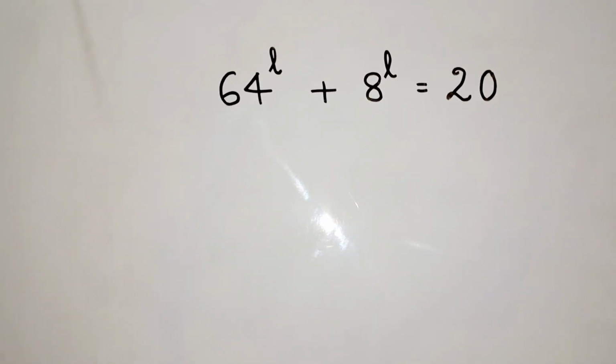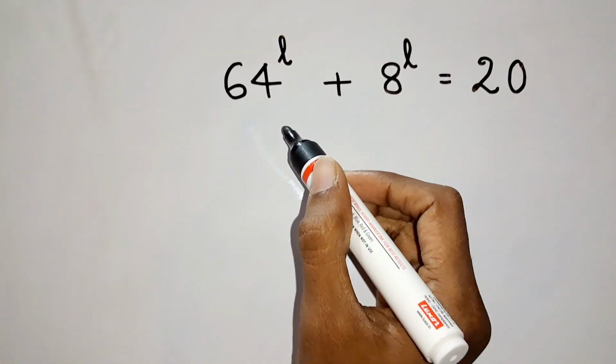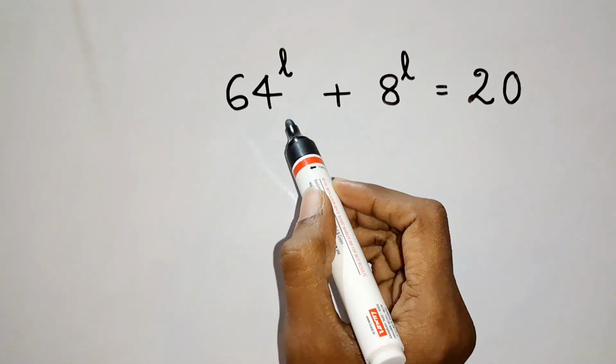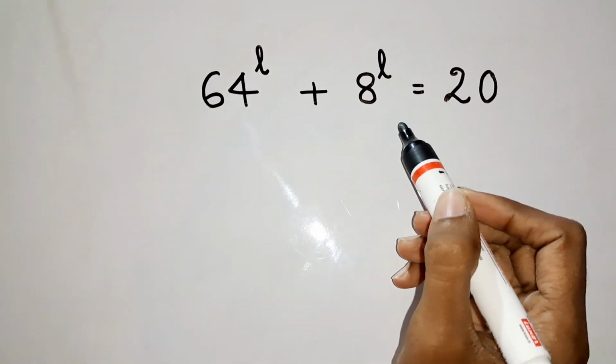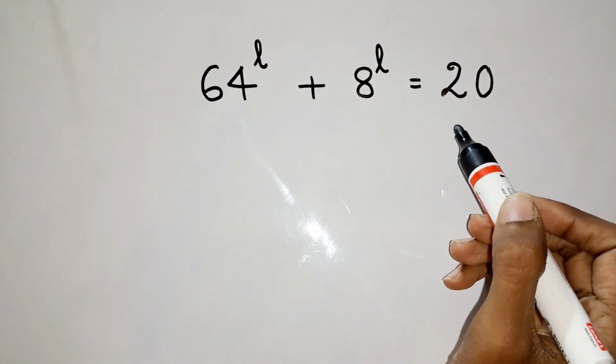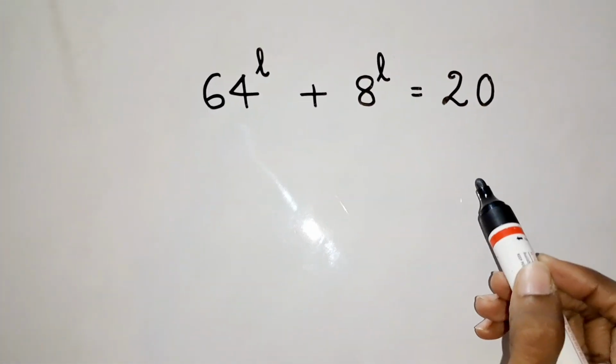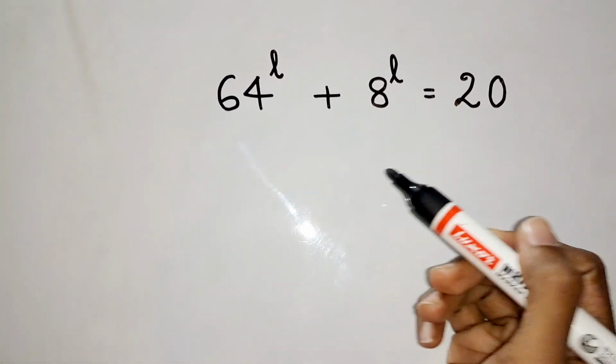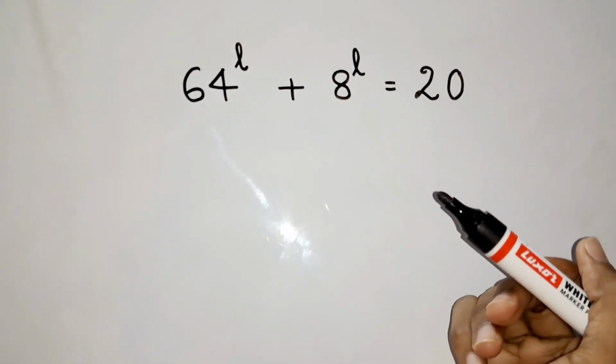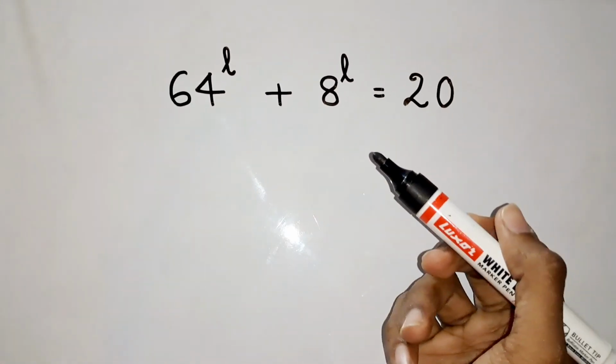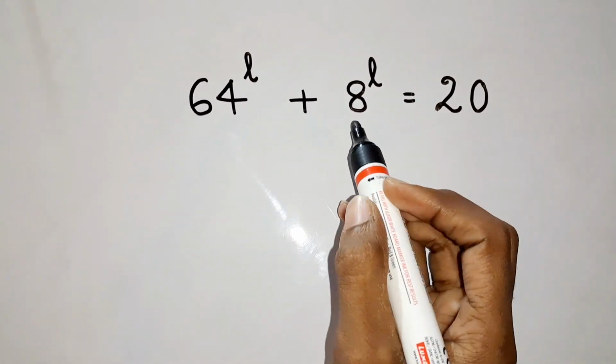Hello everyone. Today we are going to solve this type of equation given by 64 to the power L plus 8 to the power L is equal to 20. So we'll see the solution of this type of equation. Previously also we have solved some equations of this form. It is very easy to solve. So how to solve this?